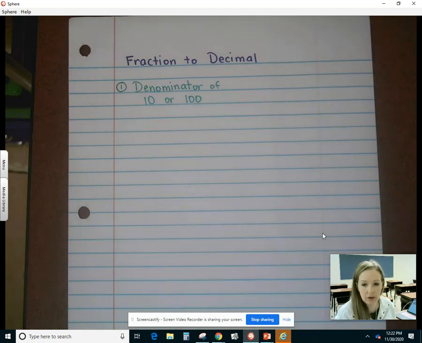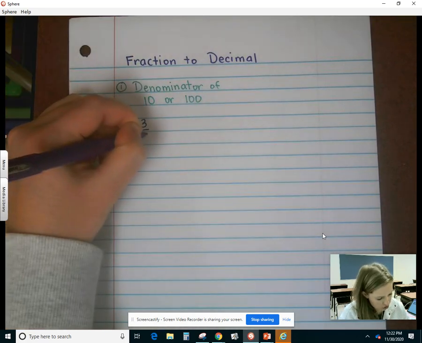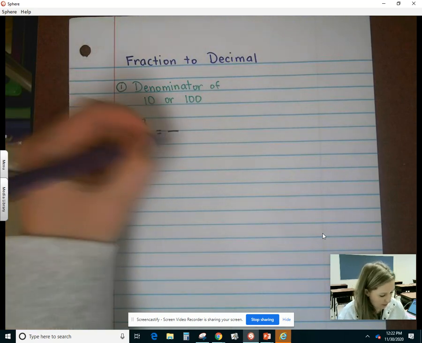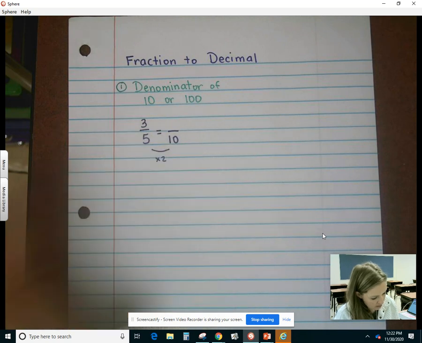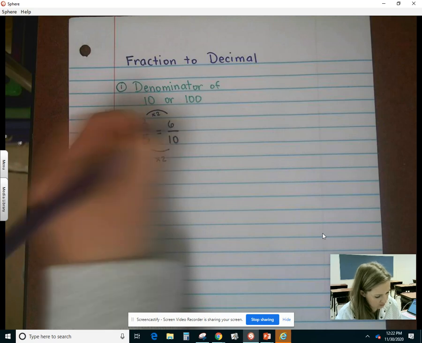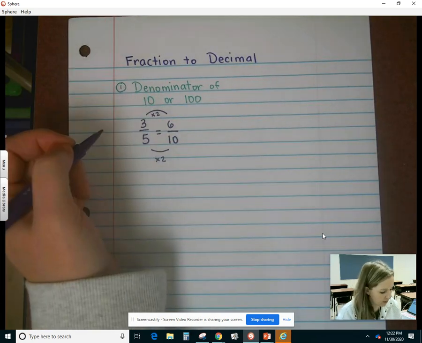When you think about your place value, you've got a tenths place and then you've got a hundredths place. You do have thousands and then on from there, but once you get to those, that's going to be a little bit harder. So if I were to have the fraction 3/5, I could make that an equivalent fraction with a denominator of 10. And I know that because 5 times 2 is 10. So I could do 3 times 2, which is 6. And so 6/10 is equivalent to 3/5.